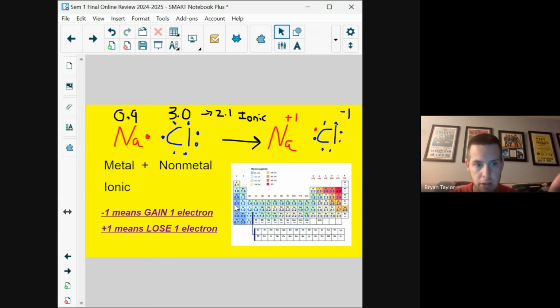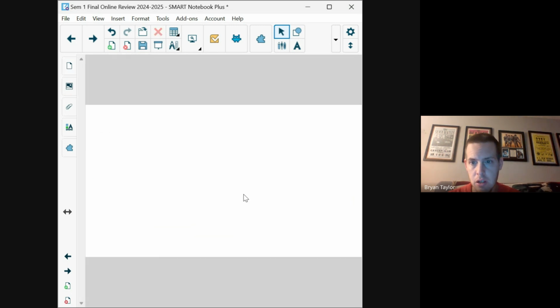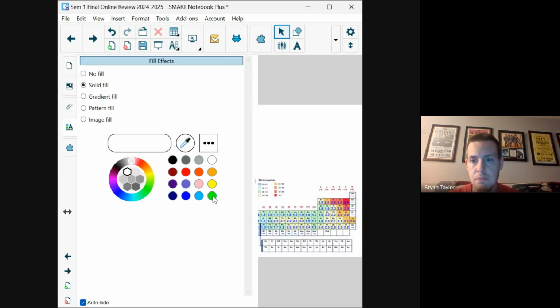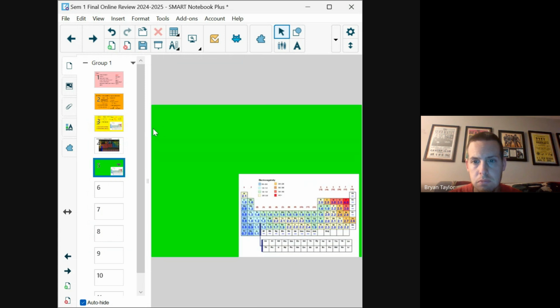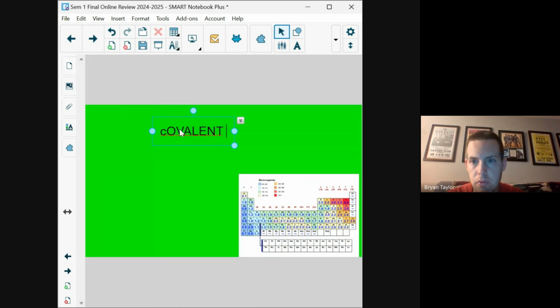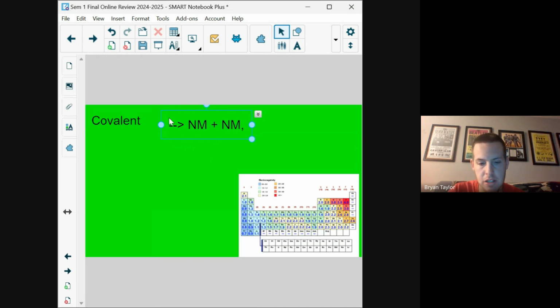So again, this was kind of the ionic stuff, and we just talked about the charges. I'm going to copy and paste this really quickly, and we're going to talk about covalent now. Covalent is the sharing. Covalent is going to be your sharing. This is going to be, again, non-metal plus non-metal. It's sharing electrons.